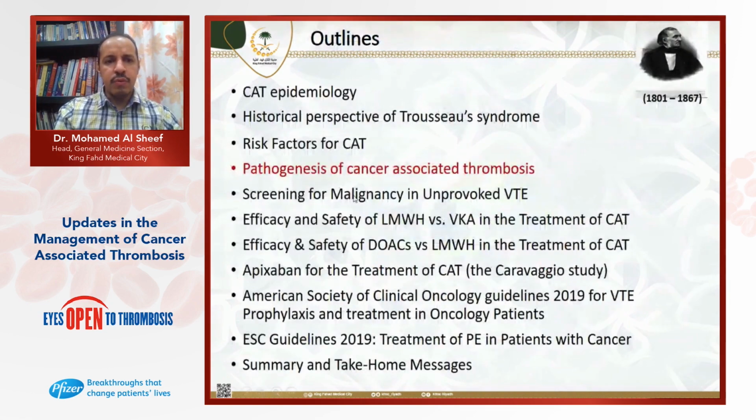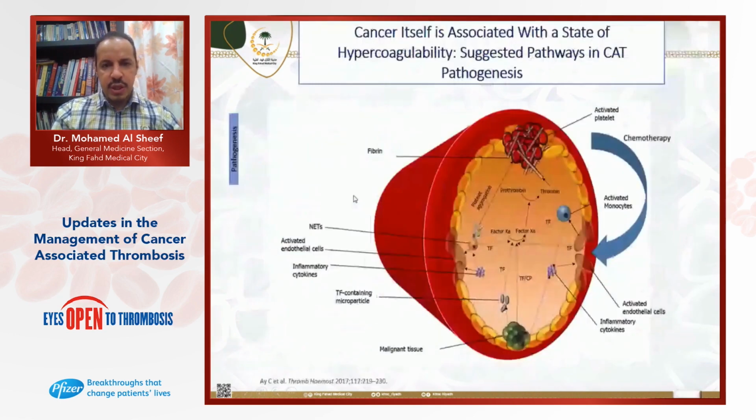And now moving to the pathogenesis of cancer-associated thrombosis. It's very complex, but it is now well established that cancer itself is a hypercoagulable state. It's associated with hypercoagulability, and there are suggested pathways in CAT pathogenesis. It is complex, but always remember the Virchow triad. It can affect the three limbs of the triangle, including endothelial damage. Remember, the endothelium is very delicate and very protective against thrombosis.